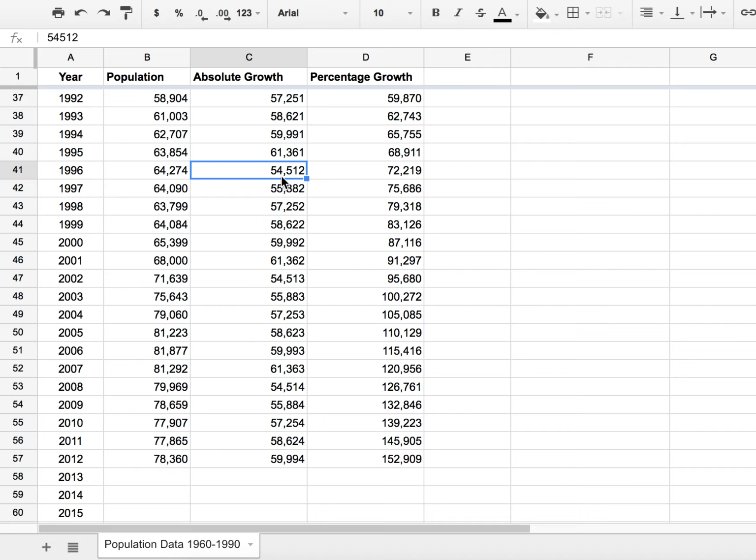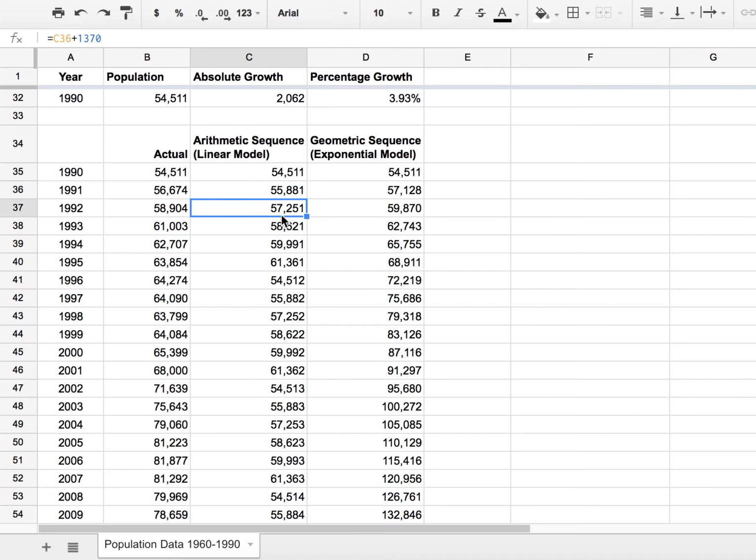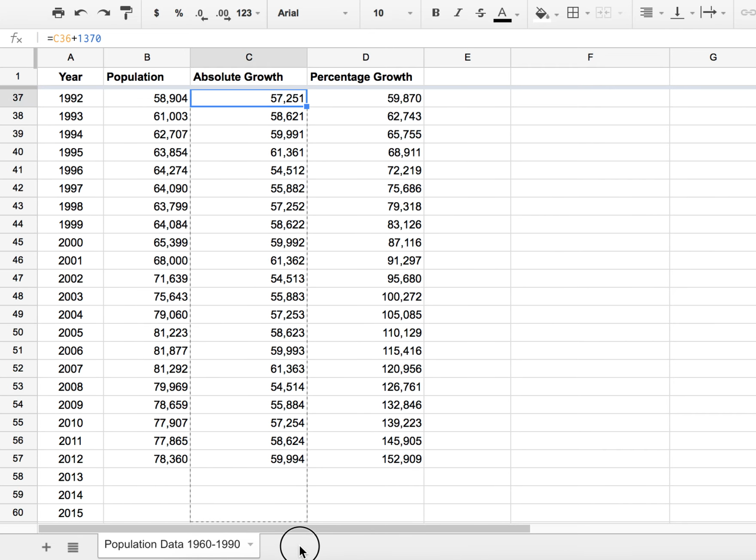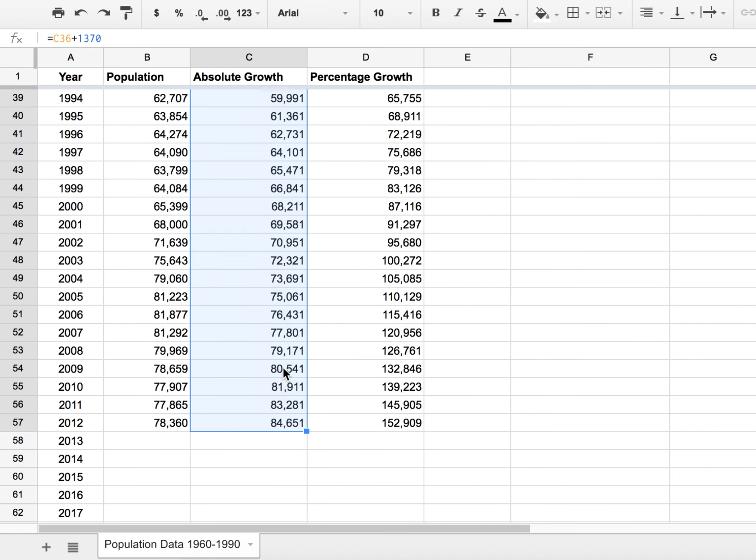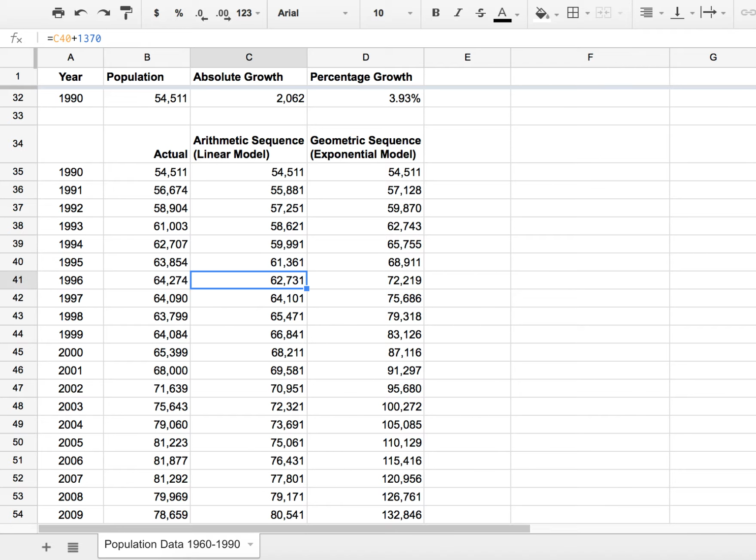I think our model got a little messed up here. I'm going to have to see what happened. There we go. I think I fixed it. There was a problem with my formulas.